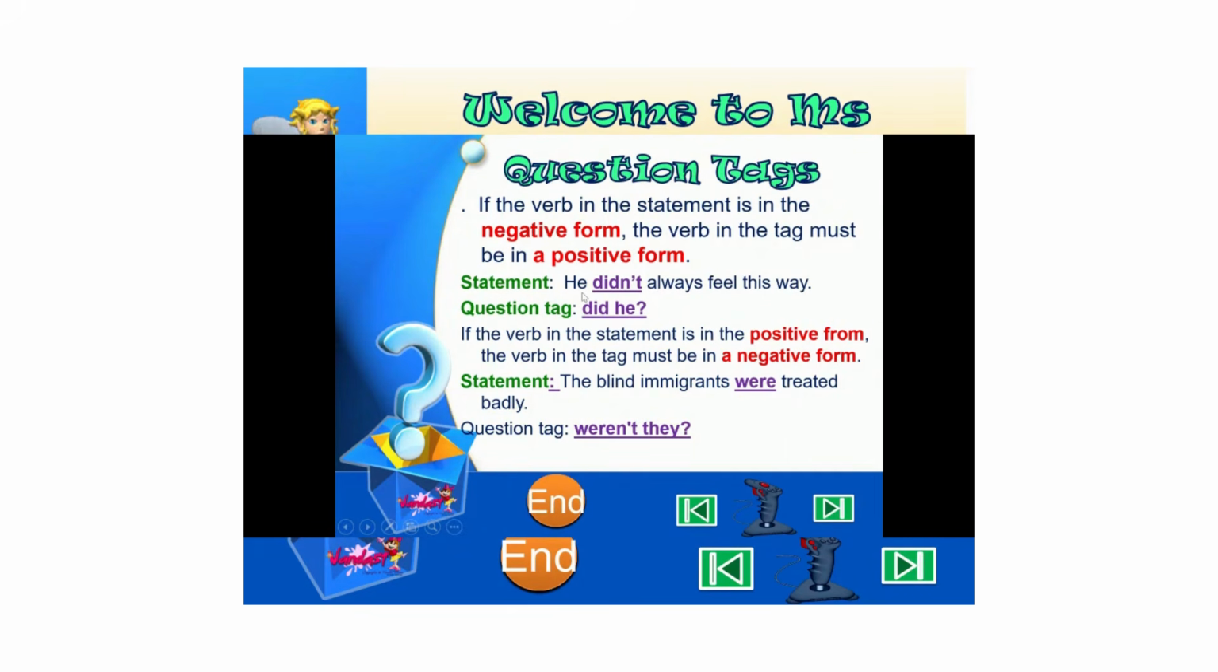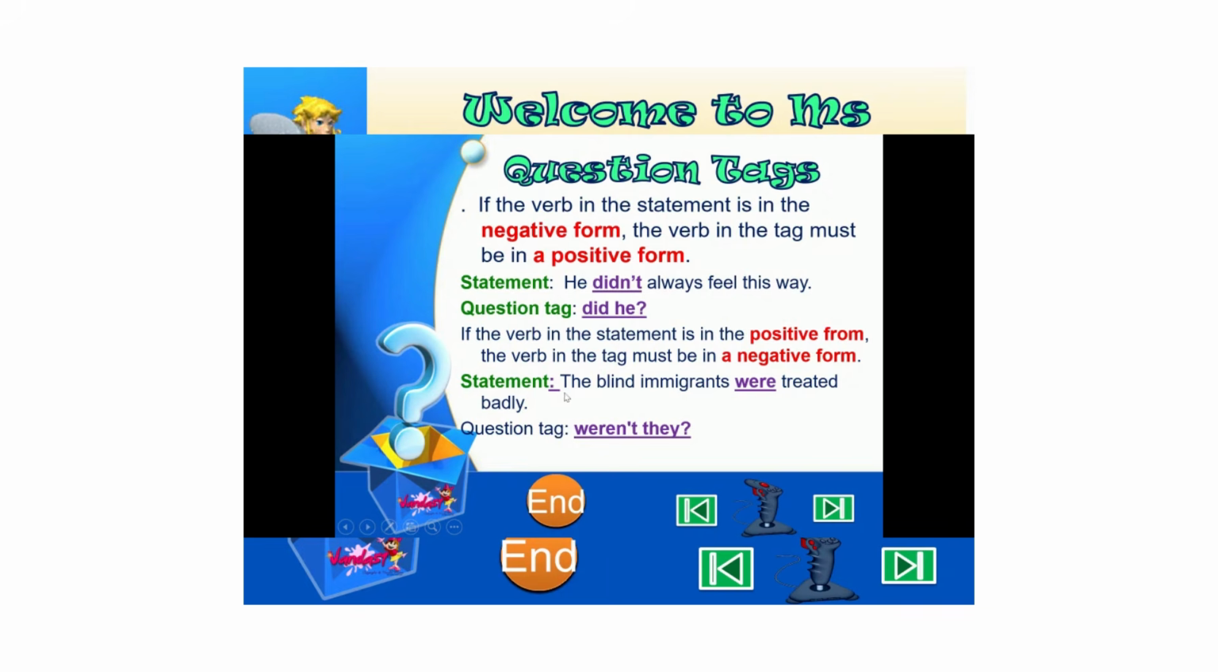The first statement says, he didn't always feel this way. Now, if you check the first statement, it's in a negative form because the auxiliary verb here says didn't, which is a contraction for the words did not. Now we say if the statement is in a negative form like this one, the question tag must be in a positive form. So the question tag for this statement will be did he? And then question mark, then you say full stop.